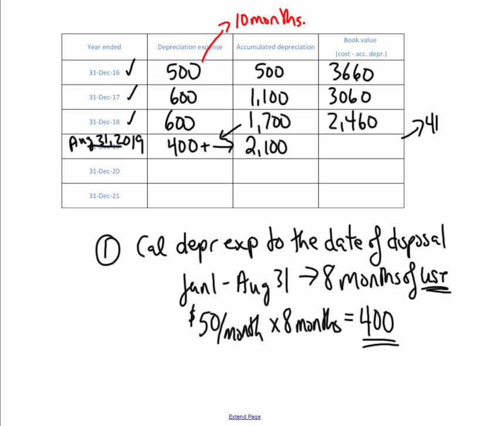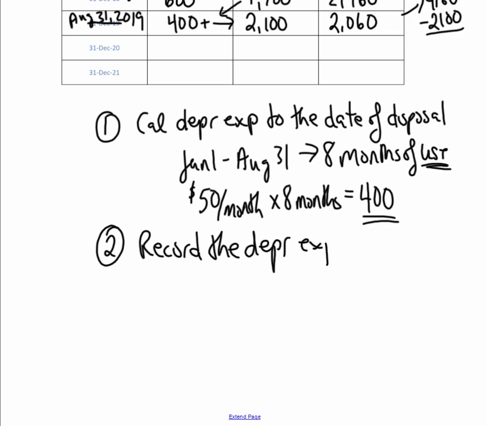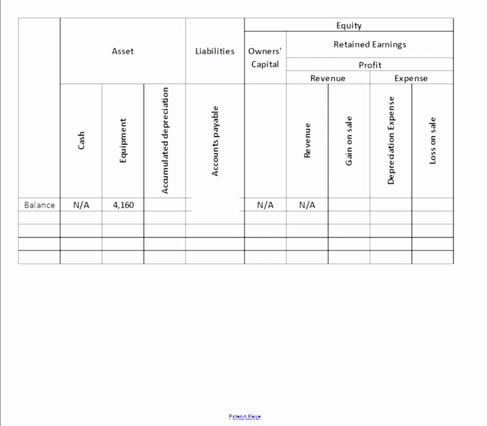We're then going to calculate the book value, the value that we're moving forward with. That's $4,160. Subtract the accumulated depreciation, $2,100, and that's going to get our book value of $2,060. We've calculated it. What do we have to do next? Number 2 is record the depreciation expense. Let's jump to our accounting equation.